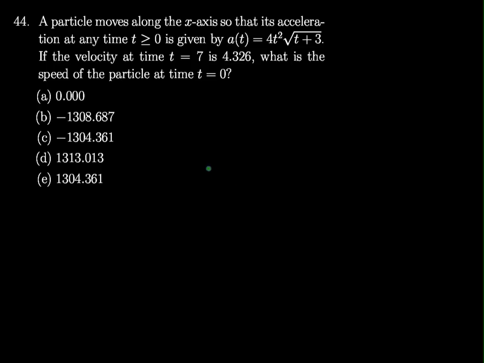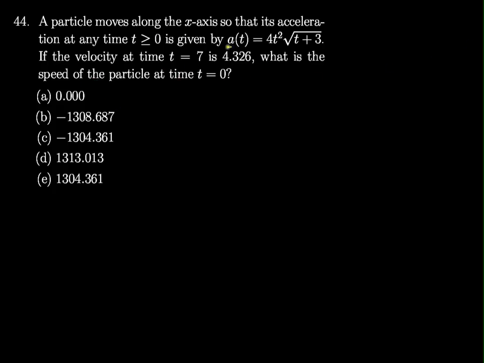44. A particle moves along the x-axis so that its acceleration at any time t greater than or equal to 0 is given by a of t equals 4t squared times the square root of t plus 3. If the velocity at time t equals 7 is 4.326, what is the speed of the particle at time t equals 0? So let's look this over.